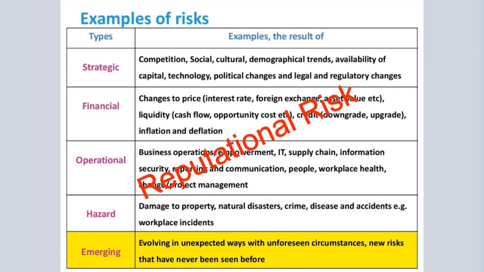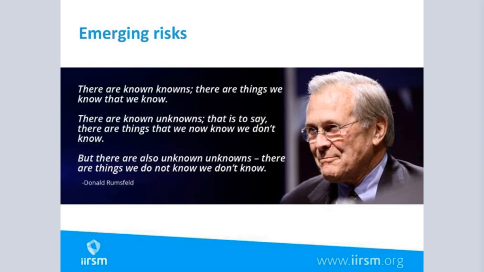Finally, a word on emerging risks. These are new risks that haven't been seen before, or existing ones that are evolving in unexpected ways. Now, whilst the world's always had the unexpected to deal with, in recent years, and particularly this year in 2020, they've become much more prominent. Indeed, the US Secretary of Defense, Donald Rumsfeld, talked about this way back in February 2002 in a talk to NATO in Brussels about the possibility of Iraq having so-called weapons of mass destruction.